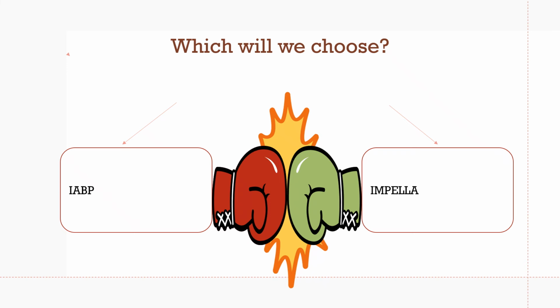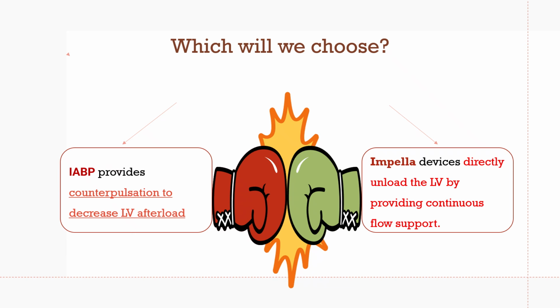In the previous two cases, we chose intra-aortic balloon pump in the first case and Impella in the second case. Let us compare between both of them. Intra-aortic balloon pump will provide counterpulsation and make the ECMO flow pulsatile, which will also decrease left ventricle afterload. Impella directly unloads the LV by providing continuous flow support.